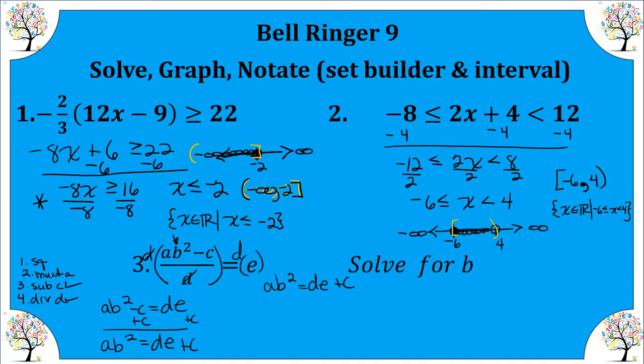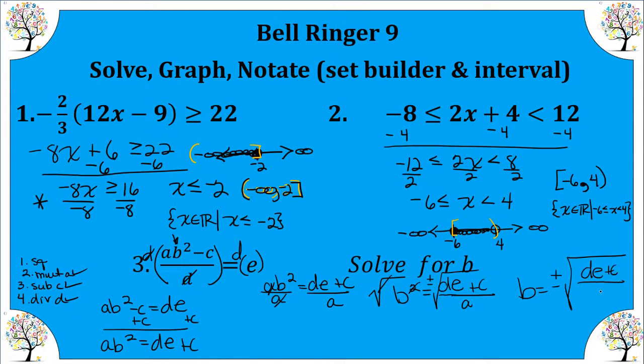And now we're going to undo multiply by the a, so we're going to divide. Make sure you extend your division bar. And then lastly, we have to undo squaring, so we're going to take the square root. We're going to remember our plus and minus. So b is equal to plus or minus the square root of d times e plus c all over a.